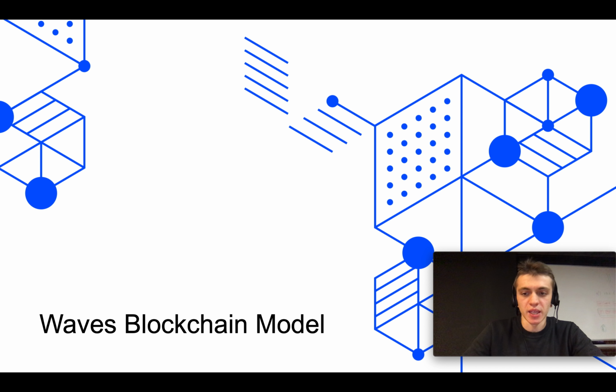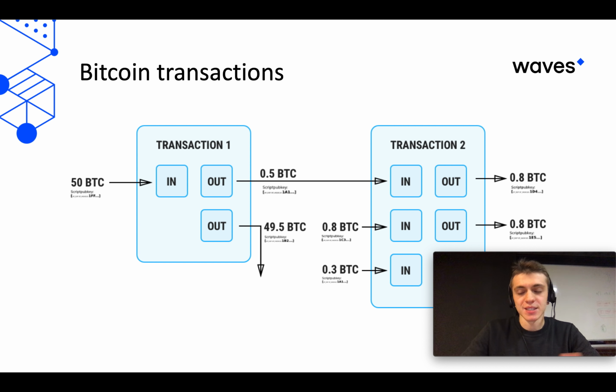Waves is a proof of stake blockchain. Some technical details, cryptographic details, you can find in the documentation, docs.wavesplatform.com. But today we'll talk not about cryptographic details. We'll talk about the whole approach, about the blockchain itself. Yeah. So let's start from the beginning.